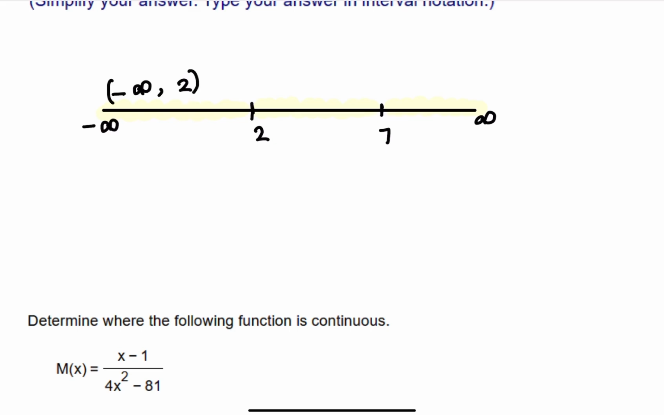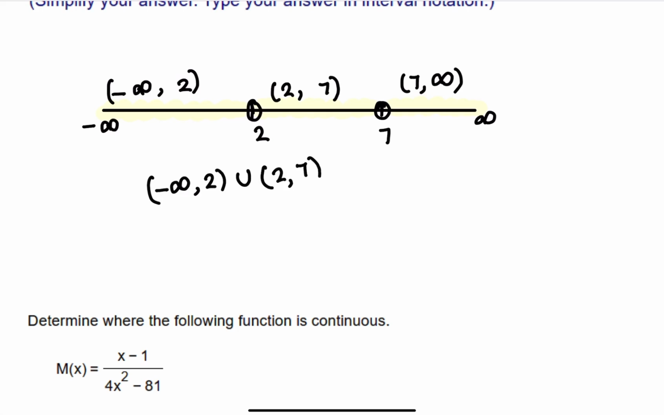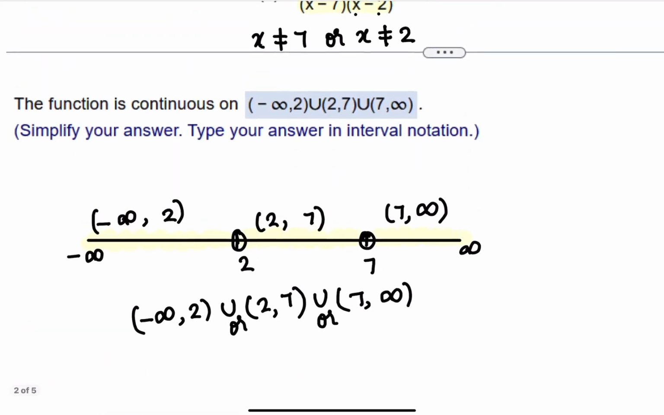Okay? I cannot have a 2. And I can have anywhere from 2 to 7. I cannot have a 7. I can have anywhere from 7 to infinity. If I combine all of this, how do I write this? Negative infinity to 2, union. That means you're jumping off 2. 2 to 7, union 7 to infinity. This union is called or. And that's exactly what you have.